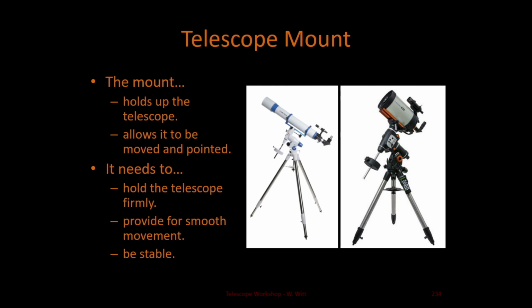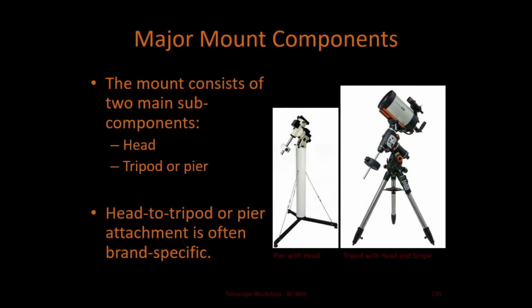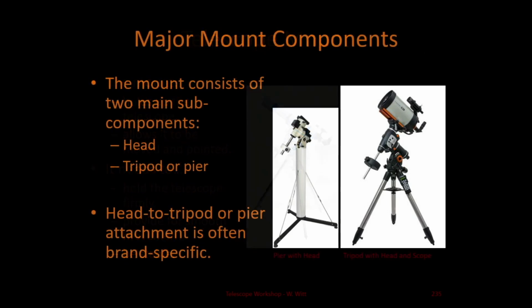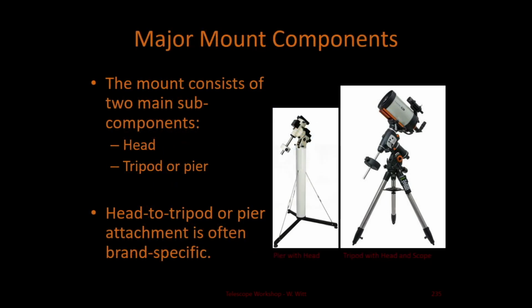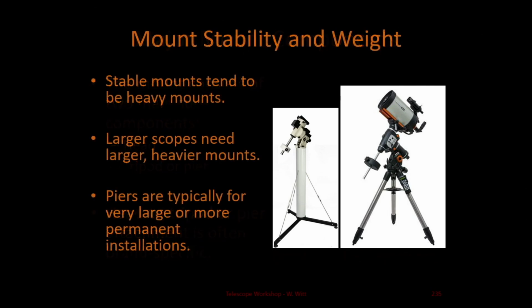So like we said before, you have the mount head, like this part here, and then the tripod, or sometimes you have this thing called a pier. That's more for more permanent installations. And then there's some way to attach the telescope to the tripod. There's a little doohickey there, and that's where they mate. That attachment is sometimes brand specific, sometimes not. So sometimes you can reuse a mount for something else, sometimes not.